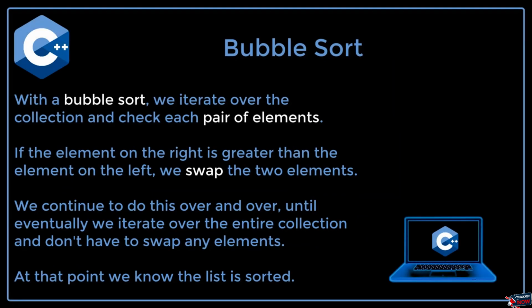In this video, we will learn about the bubble sort algorithm and how to implement it using C++ code. With a bubble sort, we iterate over the collection and check each pair of elements. If the element on the right is greater than the element on the left, we swap the two elements. We continue to do this over and over until eventually we iterate over the entire collection and don't have to swap any elements. At that point, we know the list is sorted.